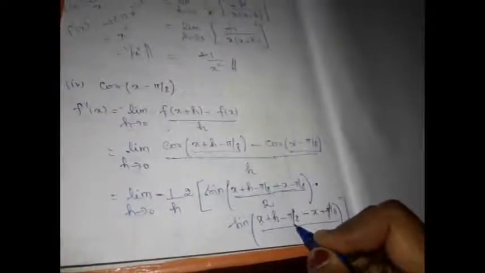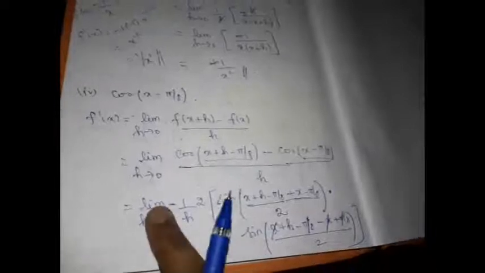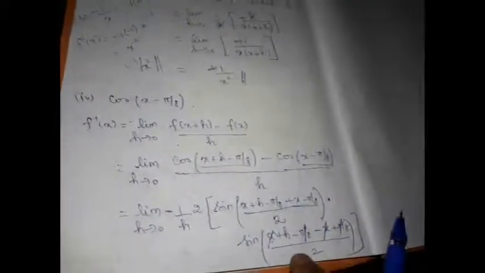This we will get 2x plus h minus 2 times pi by 8. Here plus pi by 8 minus pi by 8 will get cancelled, plus x minus x will get cancelled. So the same procedure what we have done earlier. So sin h by 2 we will get, and this h by 2 we can reciprocate it, so that we can apply the limit x tends to 0 sin x by x formula there.